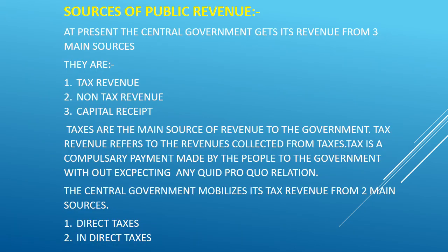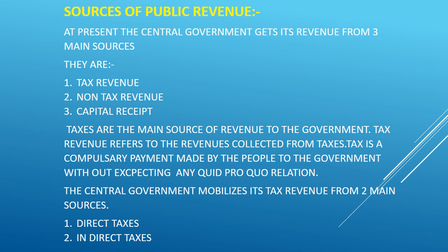Source of public revenue. At present, the central government gets its revenue from three main sources. They are tax revenue, non-tax revenue, and capital receipts. What is tax revenue? Let us know here. Taxes are the main source of revenue to the government.